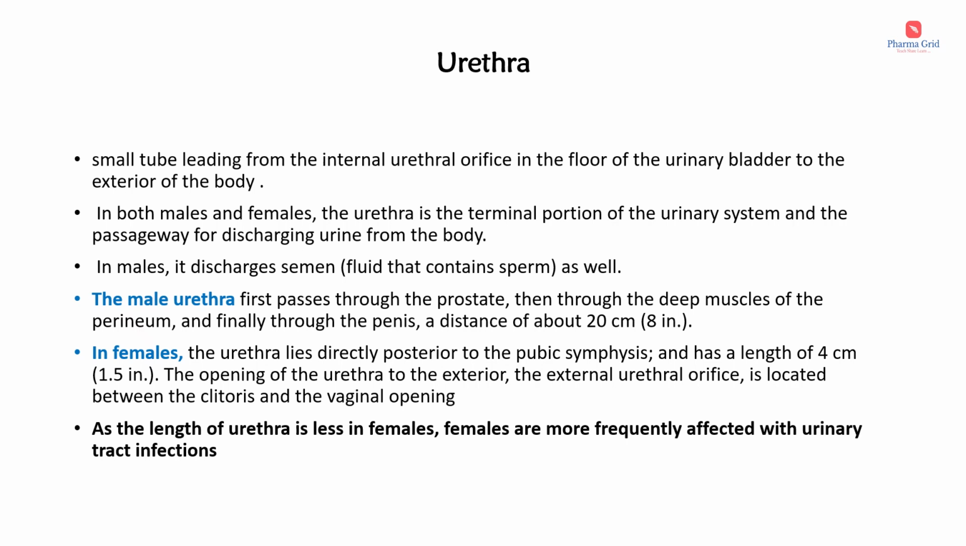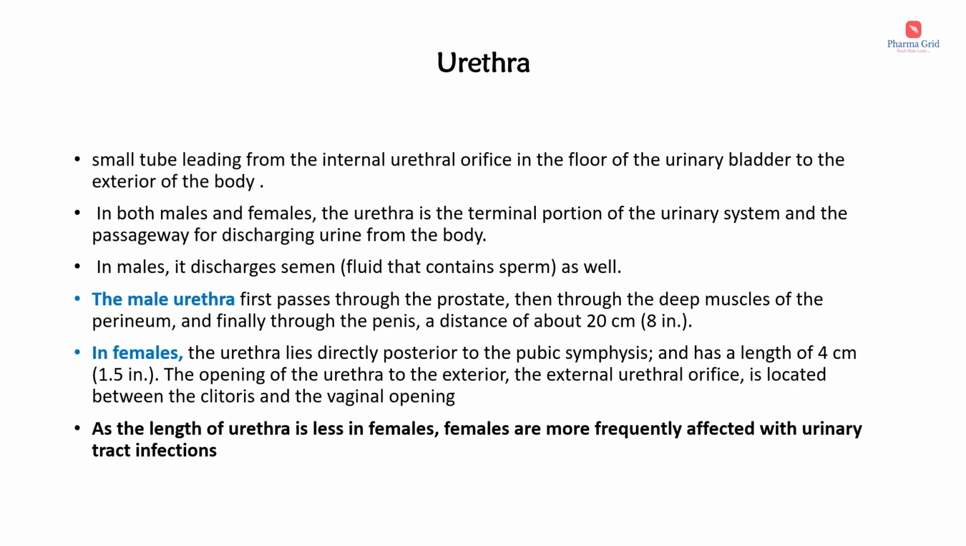Now the last portion of the urinary system, which is the urethra. It is a small tube leading from the internal urethral orifice in the floor of the urinary bladder to the exterior of the body. In both males and females, the urethra is a terminal portion of the urinary system and the passageway for discharging urine from the body.